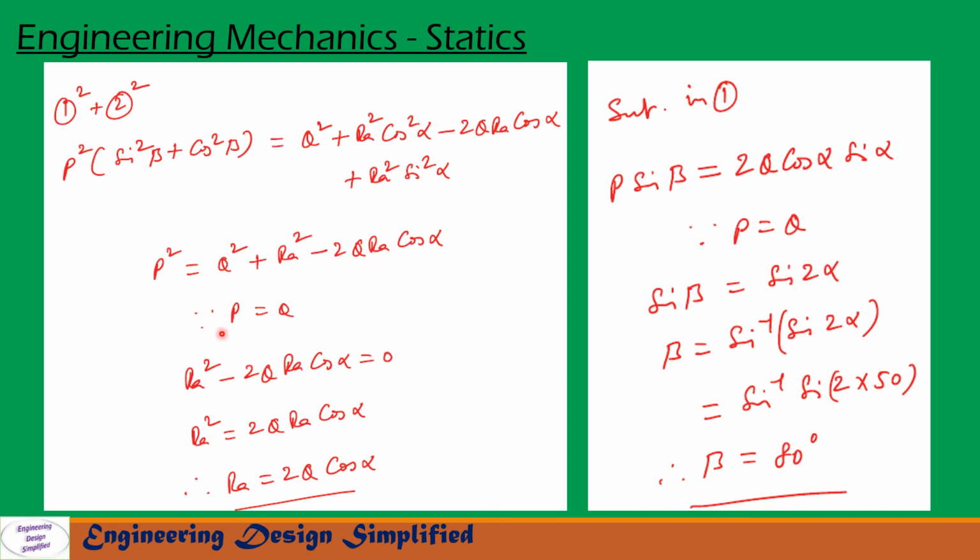Since the problem gives P equal to Q, after substituting P equal to Q, we get RA square minus 2 Q RA cos alpha equals 0. From this we get RA equals 2 Q cos alpha. Let us substitute this in equation 1. We get P sin beta equals 2 Q cos alpha sin alpha. Substituting P equal to Q here as well, we get sin beta equals sin 2 alpha. So beta equals sin inverse of sin 2 alpha. Alpha is given as 50 degrees, and after simplification we get beta equal to 80 degrees.